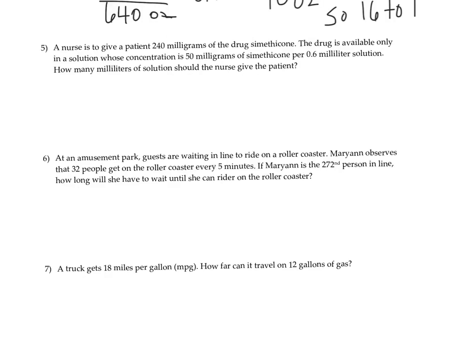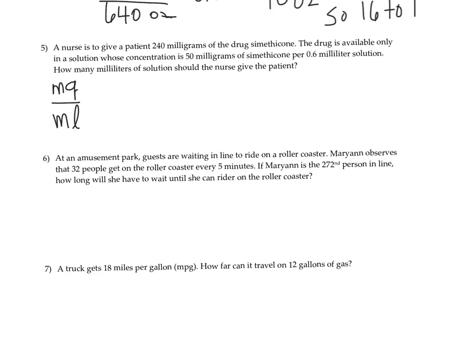Take a few moments to read problem 5, which is a standard nursing dosage problem. So the question is, how many milliliters of solution should the nurse give to the patient? The given drug is available in a concentration of 50 milligrams of simethicone, the drug, per 0.6 milliliters. So we are comparing milligrams to milliliters. That tells us the labels in our two ratios.